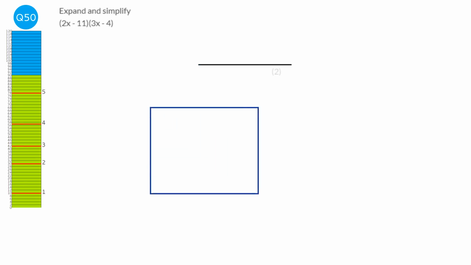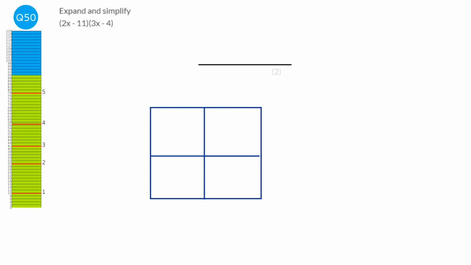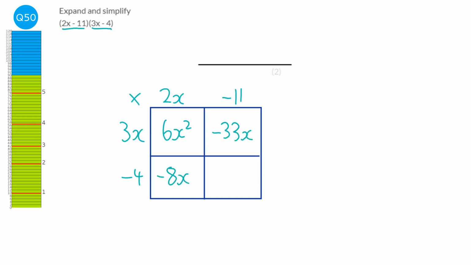Okay, I'm just going to do a quick grid to be able to do this question. And I'm going to put the 2x minus 11 at the top, so 2x, and we've got minus 11. And we're going to do the 3x minus 4 down the side, so 3x minus 4. And it's a multiplication grid, because the 2 brackets are together, so 3x times 2x is 6x squared. 3x times minus 11, well that's going to be a minus, and 3 times 11 is 33 with an x.